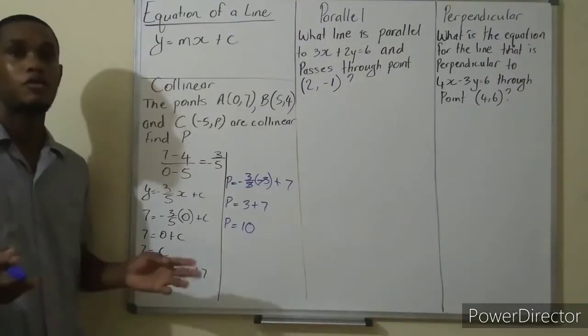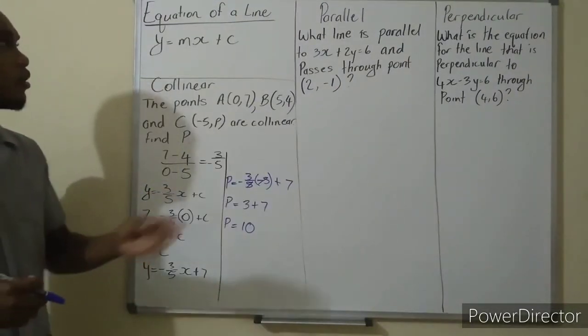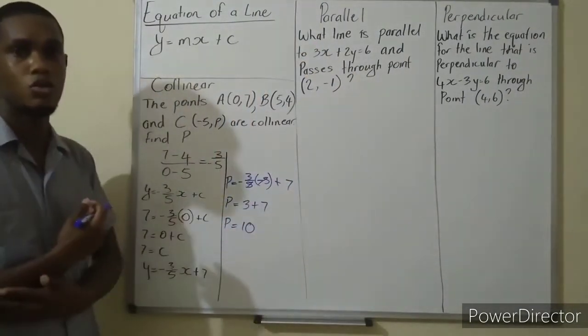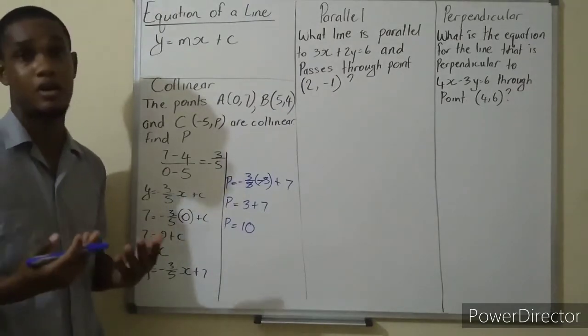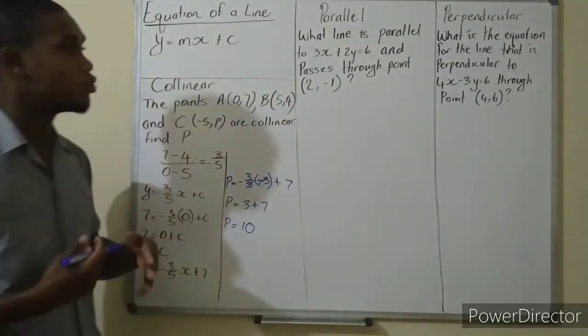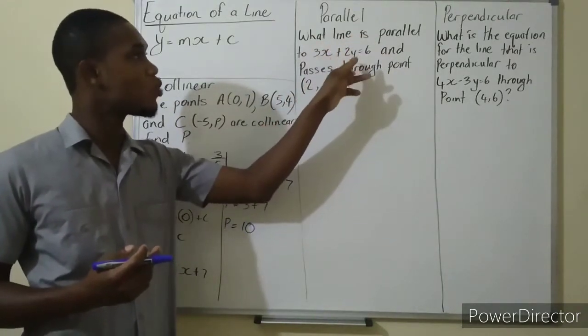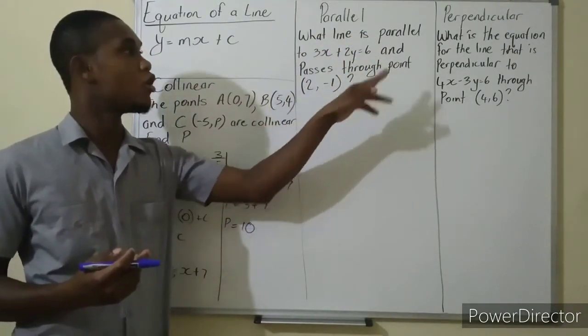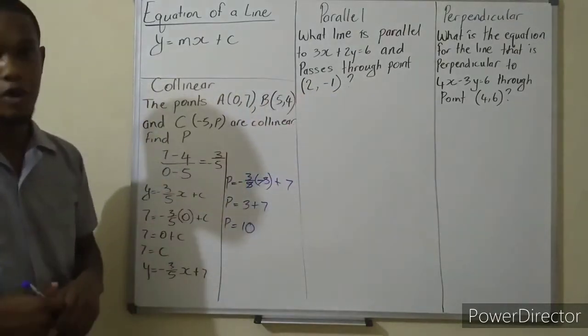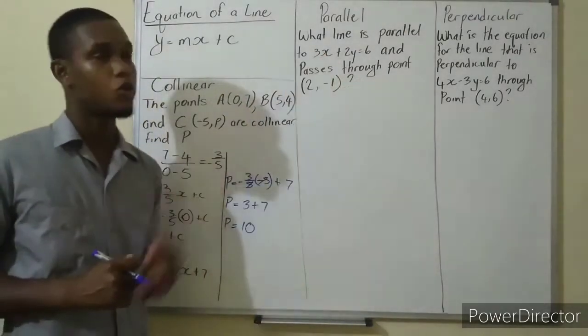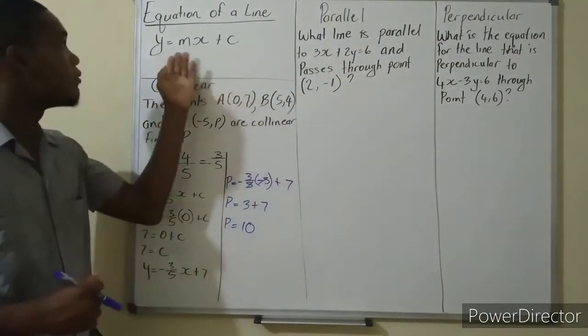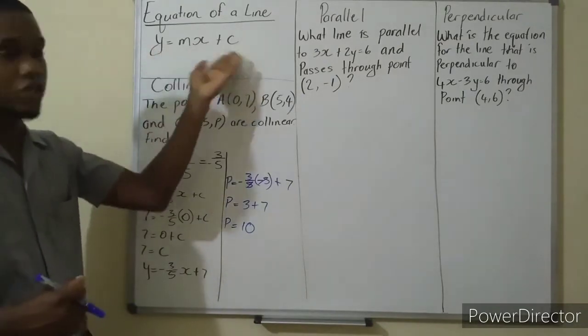Now, if a question wants you to find a parallel line, or prove that a line is parallel, this is what we'll do now. So this one says, what line is parallel to 3x plus 2y equals 6 and passes through the point (2, -1)? So the first thing you have to do is put your equation in the form of the equation of a line.